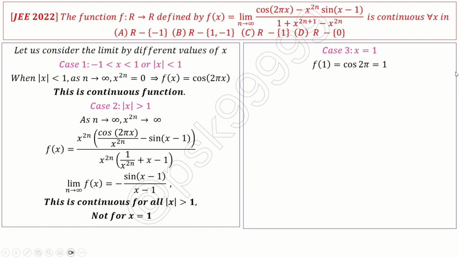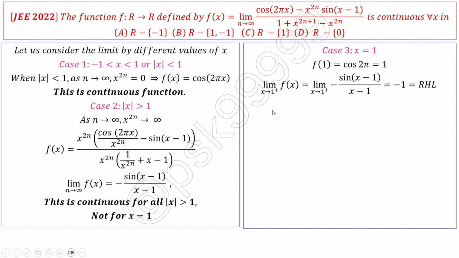So x equal to 1. If I substitute x equal to 1, this whole function will become just cos 2 pi, which is nothing but 1. Correct? Now I need to just apply limit n tends to infinity and see what happens, whether the limit exists or not. Okay. He mentioned it is continuous for all x. So now let me find out x tends to 1 plus and x tends to 1 minus.